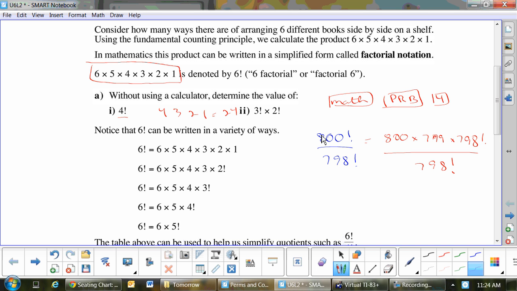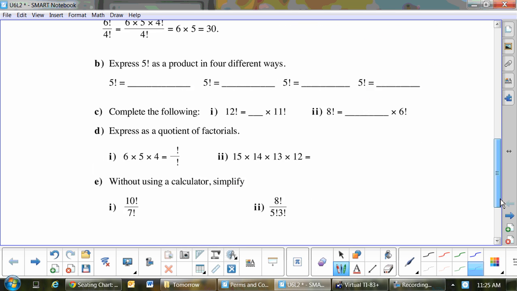I can cancel 798 factorial with a 798 factorial. Don't get confused with a 798 and a 798 factorial. They're very different. But if they're both factorials, they can cross out. So now, all I have to put into my calculator is 800 times 799. So that's where my calculator can't help me, and you have to be able to understand the need for this.